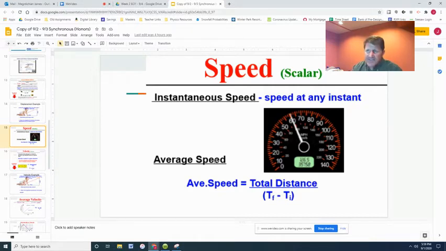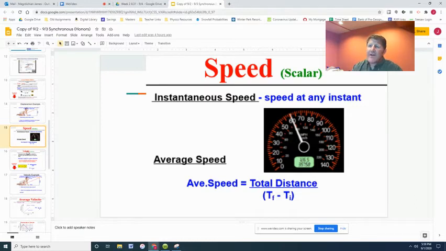The average speed is going to be equal to the total distance divided by your change in time. Okay, so to get the average speed, you just take whatever distance you traveled and divide it by your change in time.